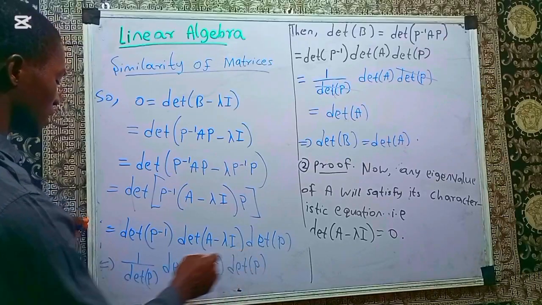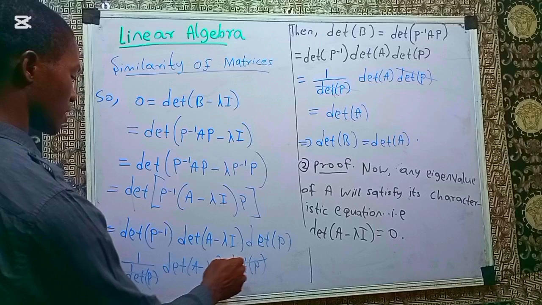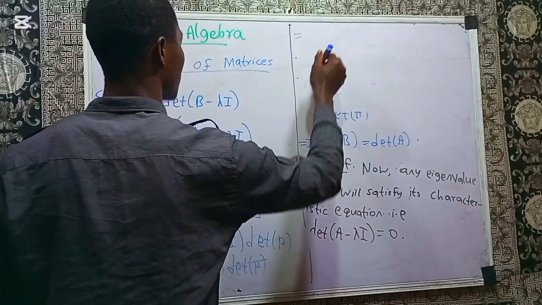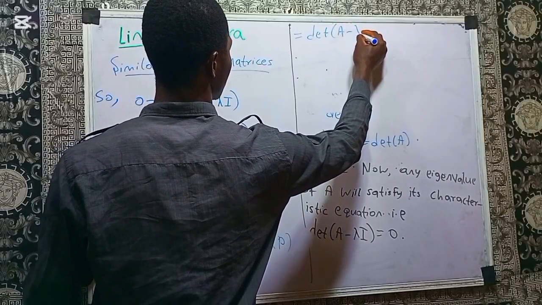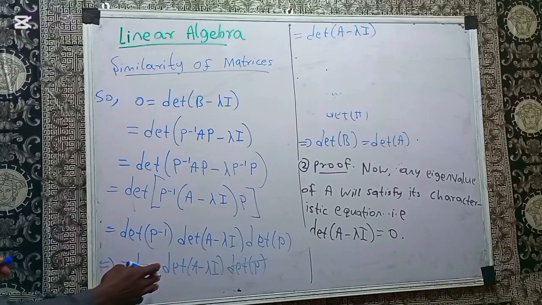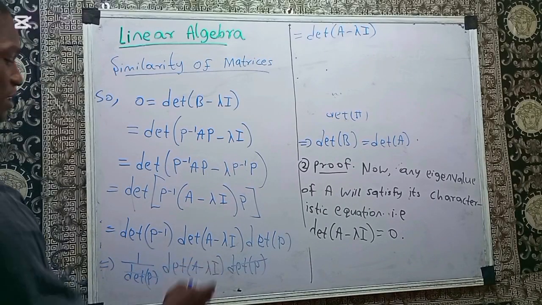So with this, something can cancel, because I have the determinant of P here at the denominator and I have the determinant of P here. So this can cancel this, right? So what do we have left? What we have now is the determinant of A minus lambda I. That is what we have now, right? So this is what we have now, the determinant of A minus lambda I.